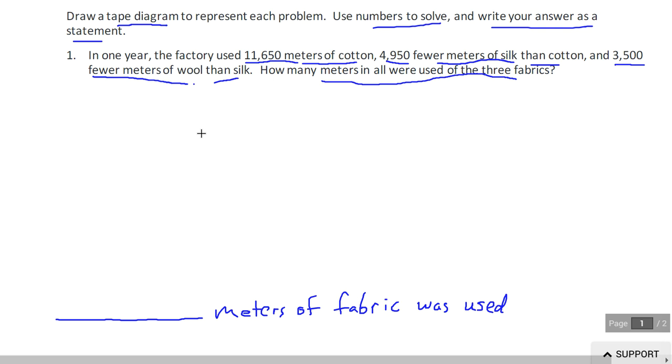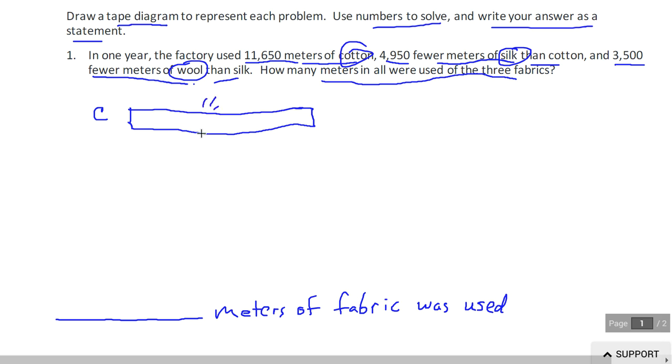Okay, so the first thing we do know for sure is how much cotton there is. So let's do a tape for cotton, a tape for silk, and a tape for wool. Cotton, we know how much that is. It's going to be 11,650 meters. Okay, and we'll use M for meters. So that's how much for cotton.